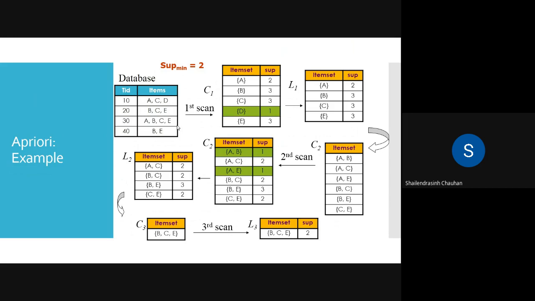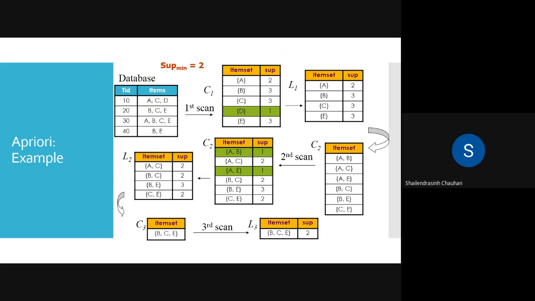Now, after this, where is this largest frequent item set useful? Fine. So this largest frequent item set is useful to find out association rules. So if you want to find out association rules, then this is very useful.